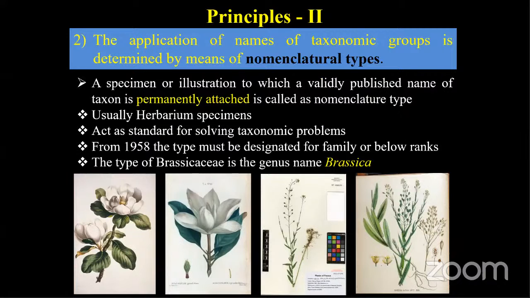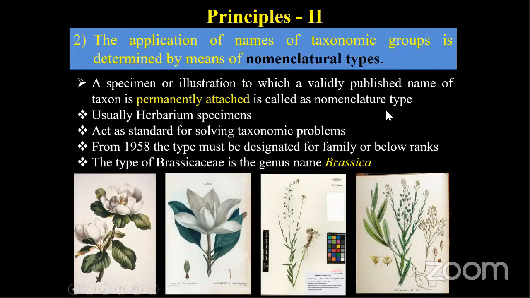Then the second principle is also very, very important. The second principle states that the application of a name of a taxonomic group is determined by means of a nomenclature type. So this nomenclature type is important. What is meant by the nomenclature type? Actually, a nomenclature type is either a specimen, an illustration, a photograph, a diagram, or any material to which the name is permanently attached. So a nomenclature type is a specimen or illustration to which the validly published name of a taxon is permanently attached.